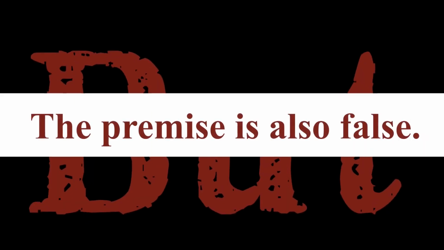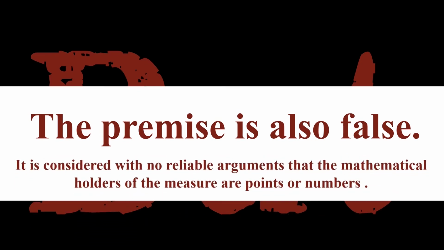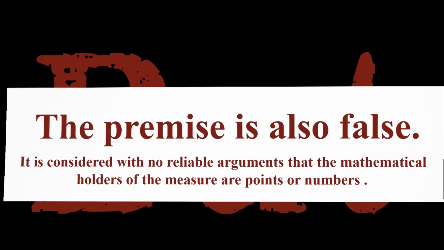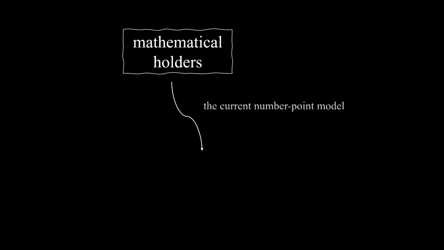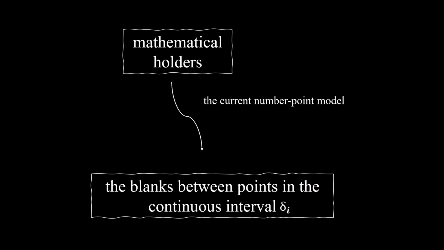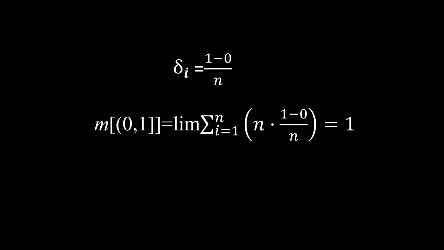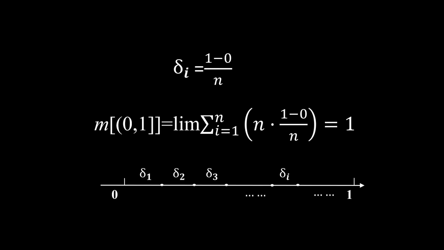However, there is also a fatal error in the premise of this proof by contradiction. It is considered, with no reliable arguments, that the mathematical holders of the measure are points or numbers. In fact, on the basis of the current number-point model, these holders can only be the blanks between points in the continuous interval. We will elaborate this proposition when discussing the measure in the next section. If we consider the blank between points to be the mathematical holder of the measure, then we have delta I equals (1 minus 0) divided by n, formula 2. Only in this way can we comprehend the measure reasonably.